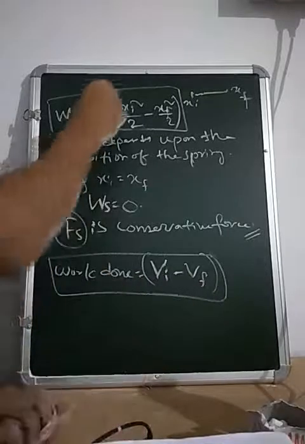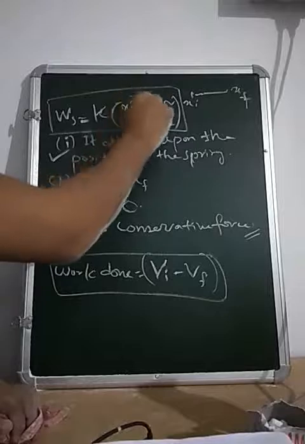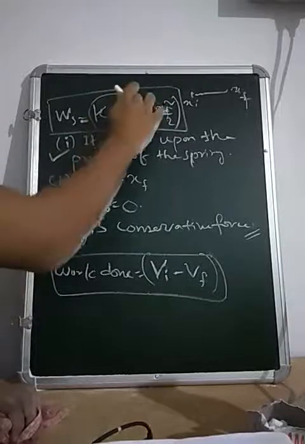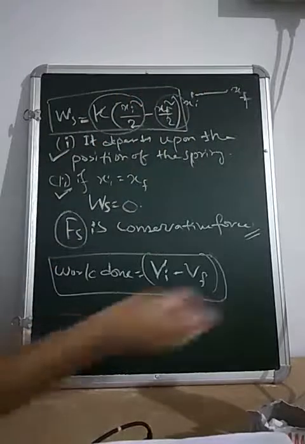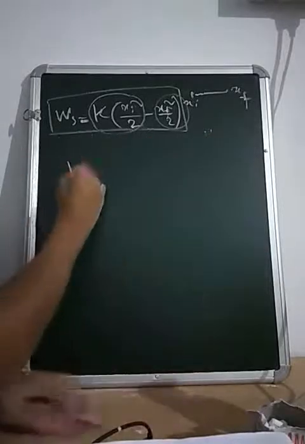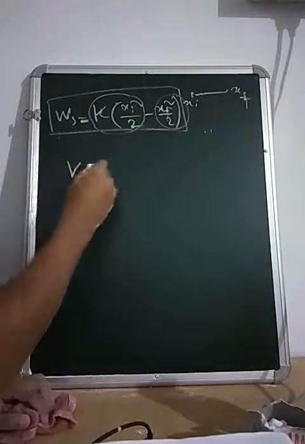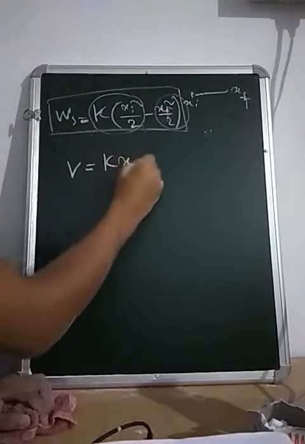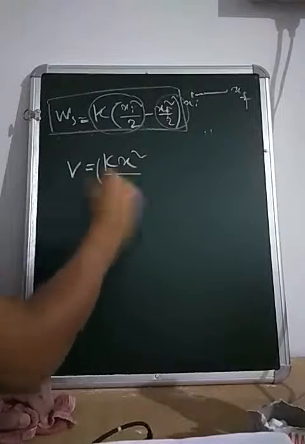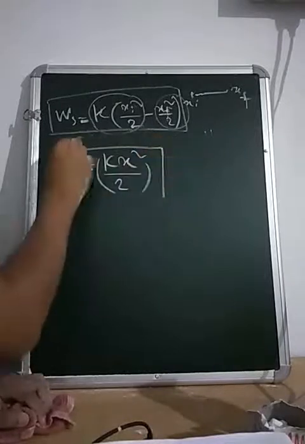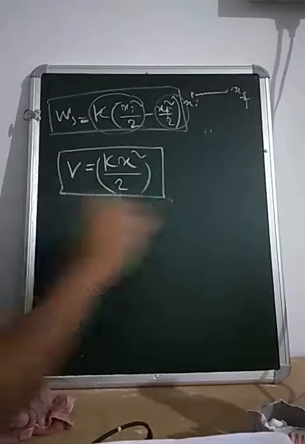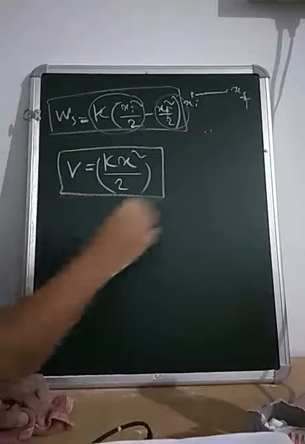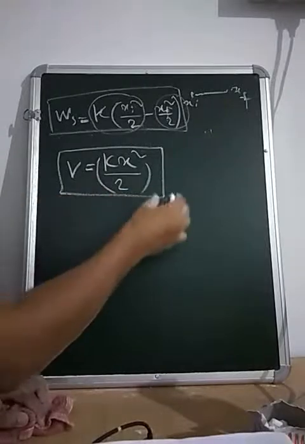See here, this is the energy in the initial position, and this is the energy of the spring at the final position. So from here you can write that the potential energy stored in the spring can be represented as kx squared by 2. This is the potential energy stored in a spring due to the displacement, or due to the compression or extension of the spring.